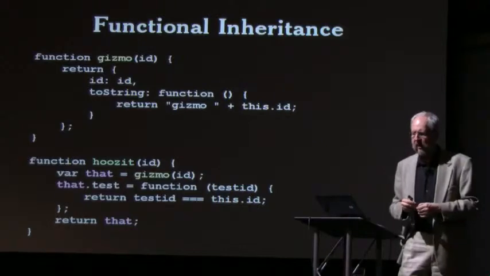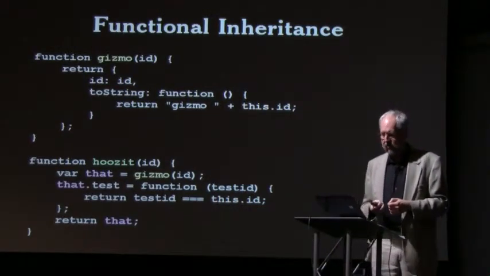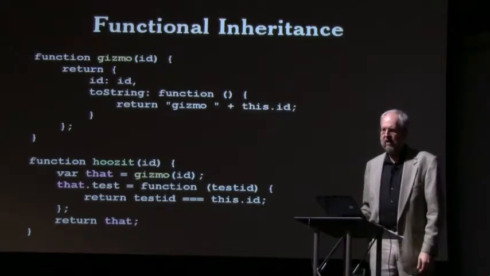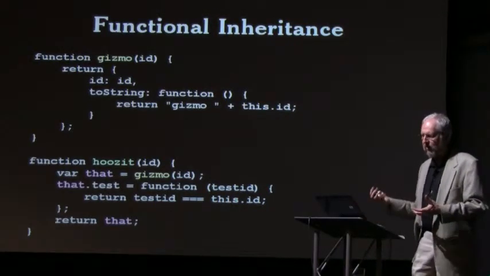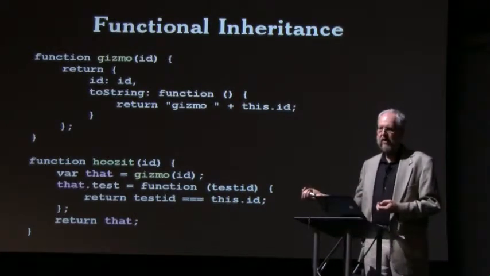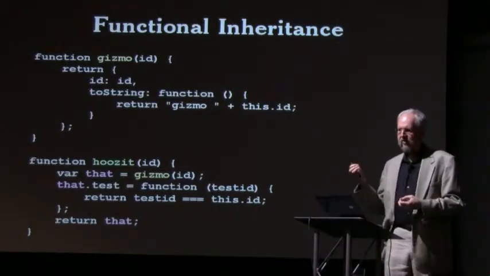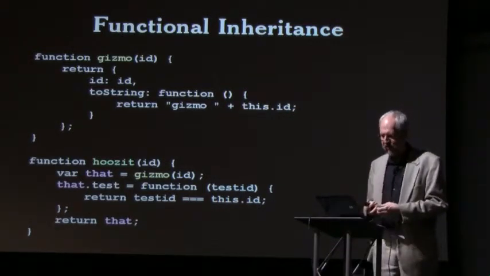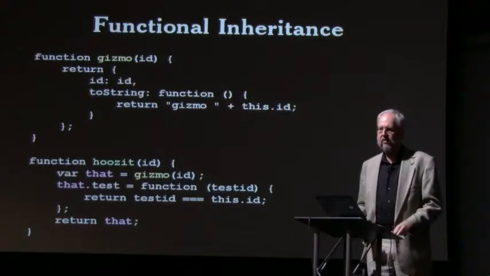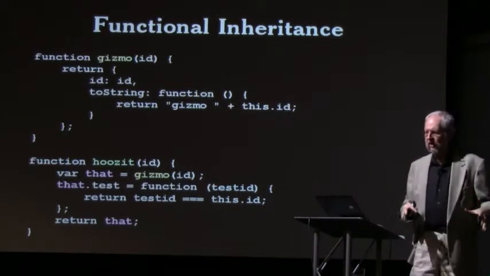So this is how I would write it. So I've got my Gizmo. It returns an object literal, done. That was really easy. And then my Who's It calls Gizmo to create an instance. It augments that, adding its test method, and returns that, done. So it's really simple. But there's some other benefits that come from writing in this style.